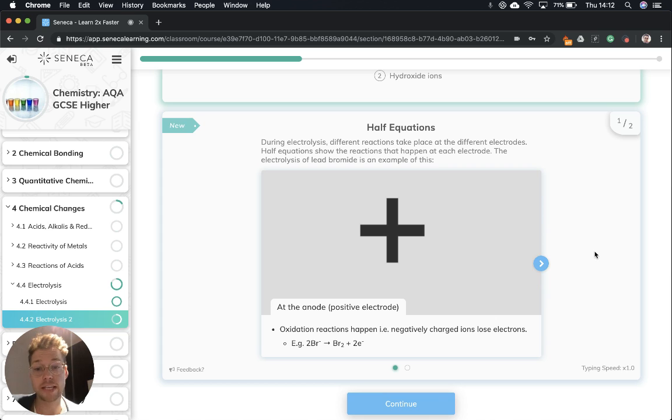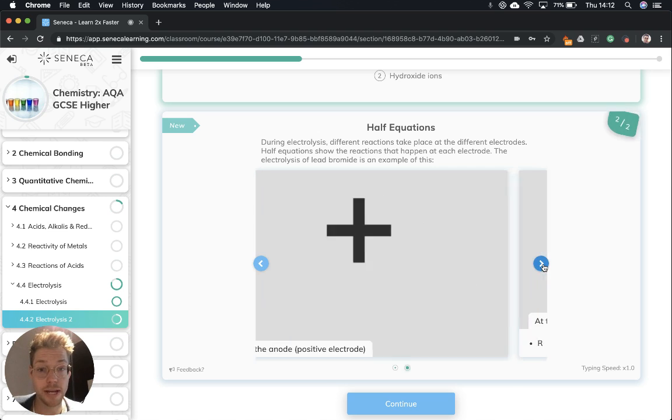So if we go to the anode, we have oxidation. I always remember An Ox and Red Cat. So anode is oxidation, whereas reduction happens at the cathode. Cool, right? So oxidation reactions happen at the anode. If we take a halide, like bromide, Br minus is going to go to Br2 plus 2 electrons.